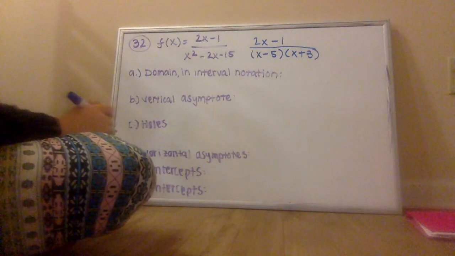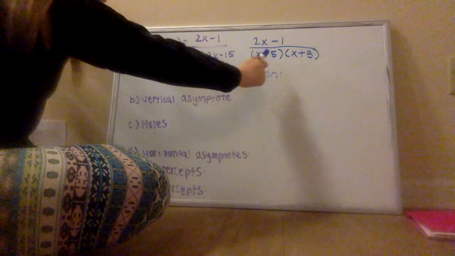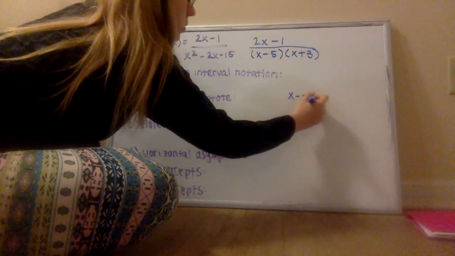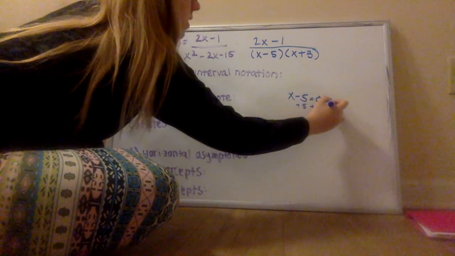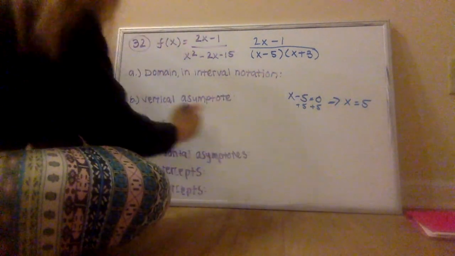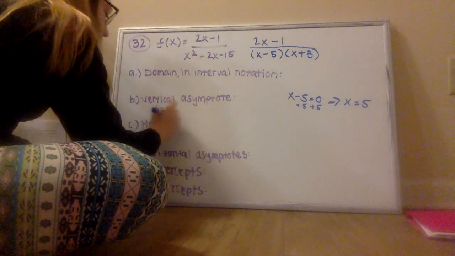Alright, so the first thing that I like to do, before I do my domain, is start with my vertical asymptotes. That's when you set these equal to 0. So we have x minus 5 equal to 0, which we're just going to add 5 to both sides. And this gives us x is equal to positive 5. So one of our vertical asymptotes is x equals 5.